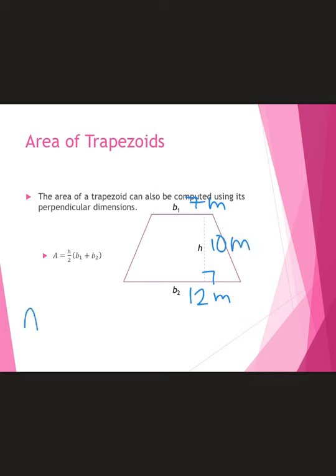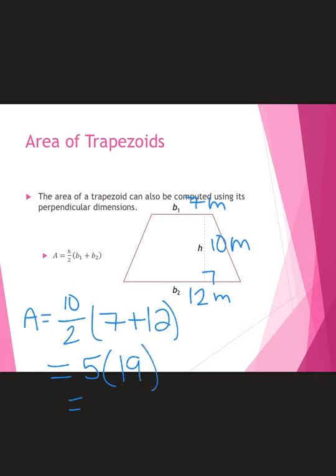So if I'm going to find the area of a trapezoid, I'm going to do 10 divided by 2 times 7 plus 12. So you do your height divided by 2 times the sum of the bases. So 5 times, and we've got that 7 plus 12, so you want to make sure you are following your order of operations there. That's 19, and 5 times 19 gives you 95 square meters.